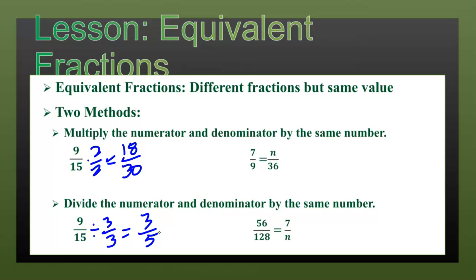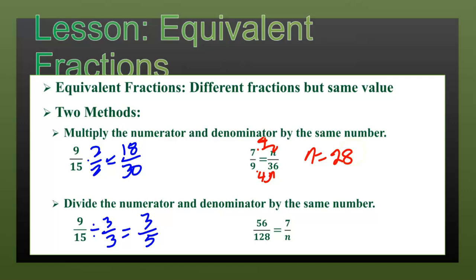Now the other one, we're going to find out what n is. And in order to do that, there's a couple ways you can do this. You could do cross multiplication and dividing. This one I would just do, I know 9 times 4 gives me 36. That means 7 times 4 would give me the n, which would give us n equaling 28.